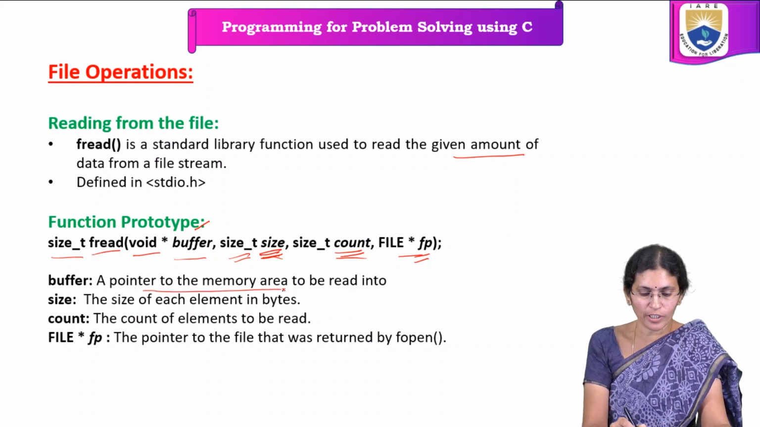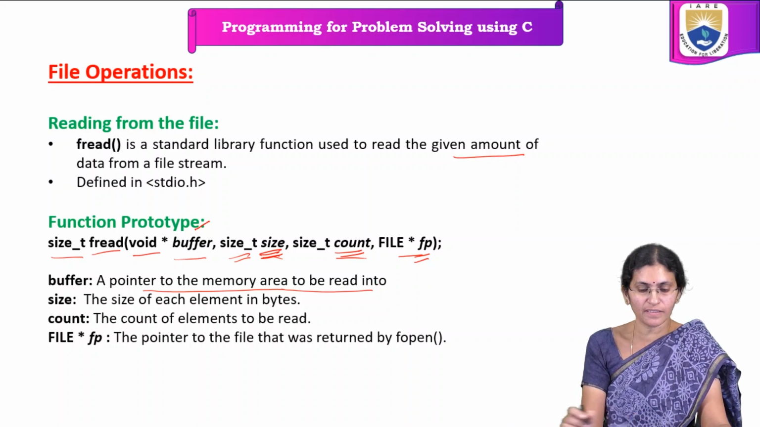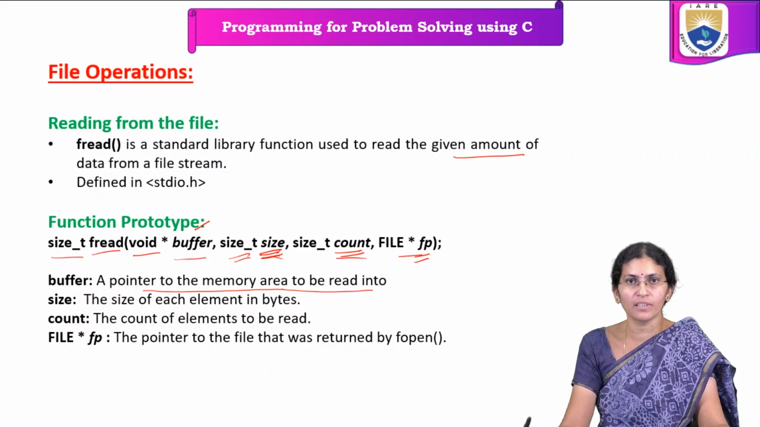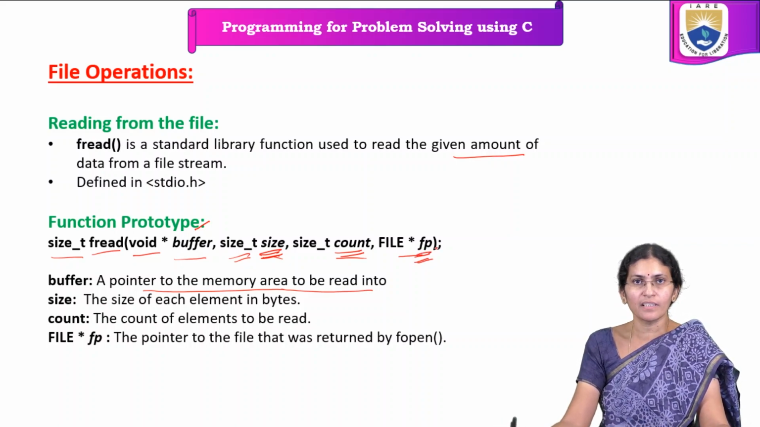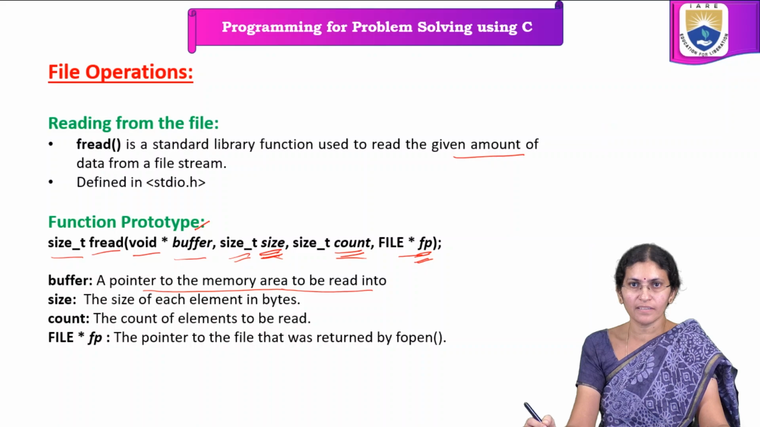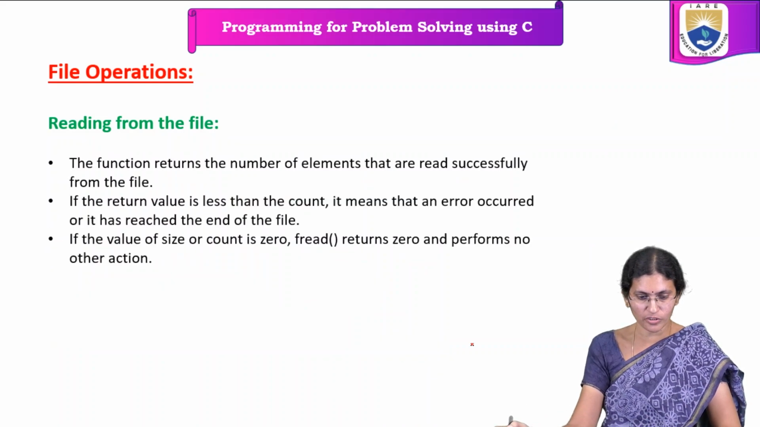Buffer is a pointer to the memory area to be read into. Size is the size of each element in bytes, and count indicates the number of elements to be read. Then the last one, fp, is a file pointer. This file pointer acts as a reference to the opened file, which has been opened by the fopen function.